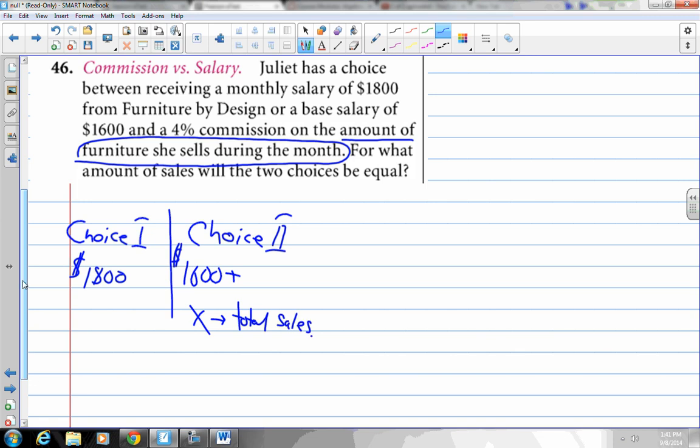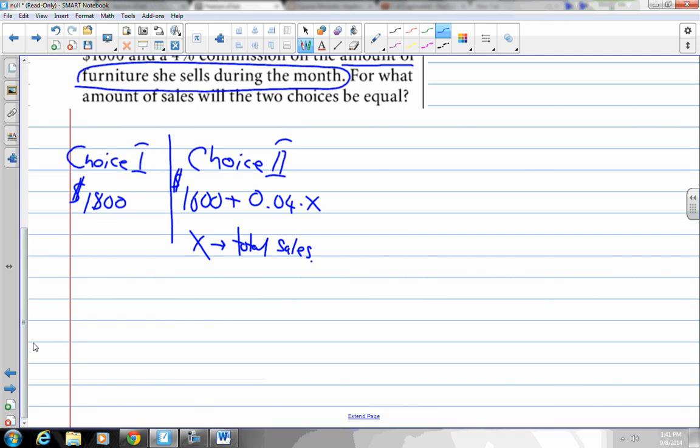What? Oh, I don't know yet. I'm not close to answering that question. But I'm just trying to express her second choice. So it's 1,600 plus 4% of whatever she sells, right? So that's 0.04 times x. That's how we compute 4% of the amount, right? So the question is, when are these two things equal? That should be pretty straightforward. We just set them equal to each other. So it's 1,800 equals 1,600 plus 0.04x, right?